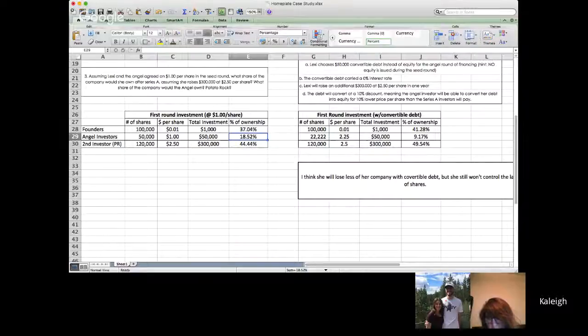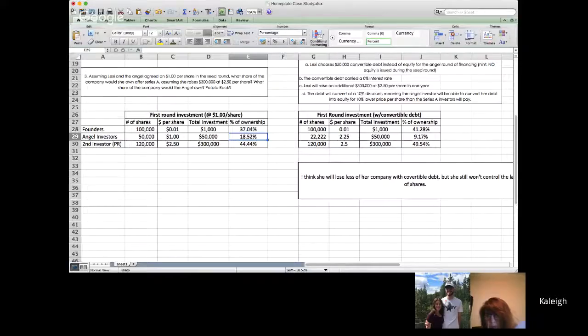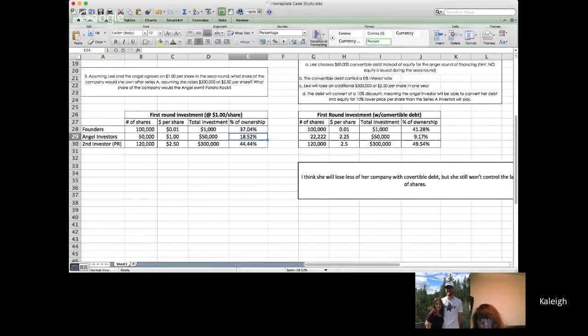Which paragraph are you guys on? Number 3. Yeah, we're just going through the questions. They're all basically math questions this week. Yeah, that's what Kaylee was saying. Oh, so you're on number 3, the one assuming Lexi and the Angel agreed on $1 per share in the seed round? Yeah. Okay. So then to find the percentage, I just did their share, so 100,000 divided by the sum of all the shares.